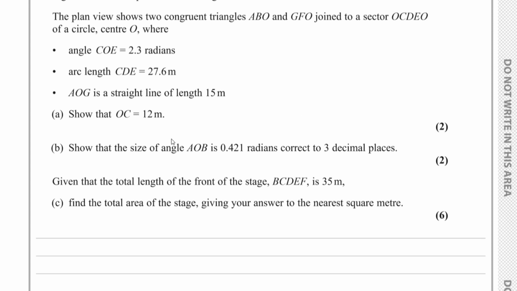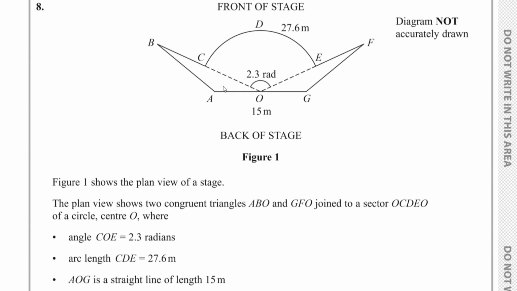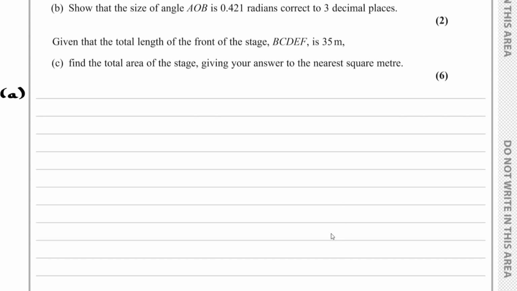For part A, we have to show that OC is equal to 12 meters. So we need to find out what OC is, and you will find OC is the same as OE, which is the radius of the sector. So for part A, if we let r equal OC, which is equal to OE, then the arc length is given by r multiplied by theta.